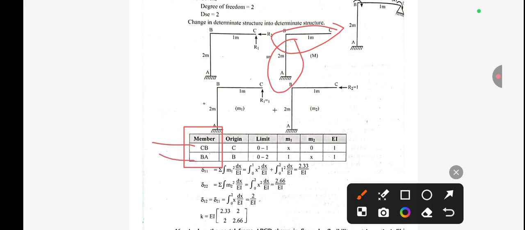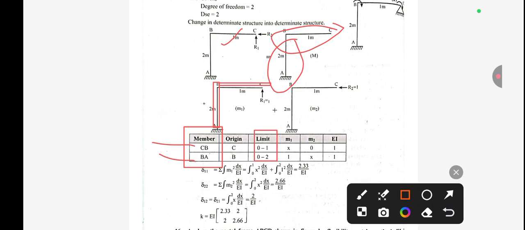For CB, let us take the origin to be C. And for BA, let us take B as our origin. Now if you talk about the limit, CB varies from 0 to 1, and BA varies from 0 to 2 meters. So this is our limit, the origin and limit.